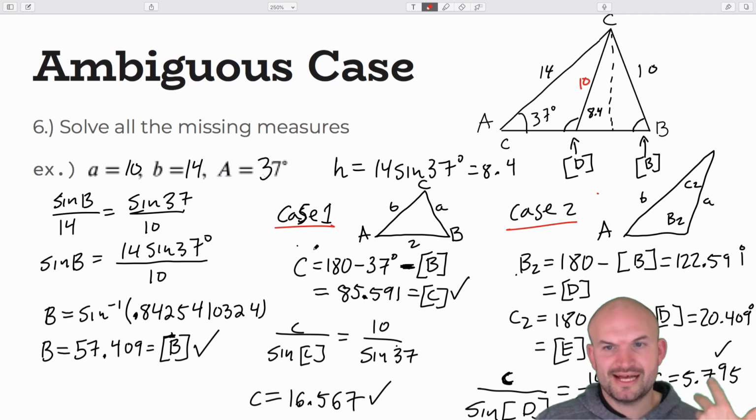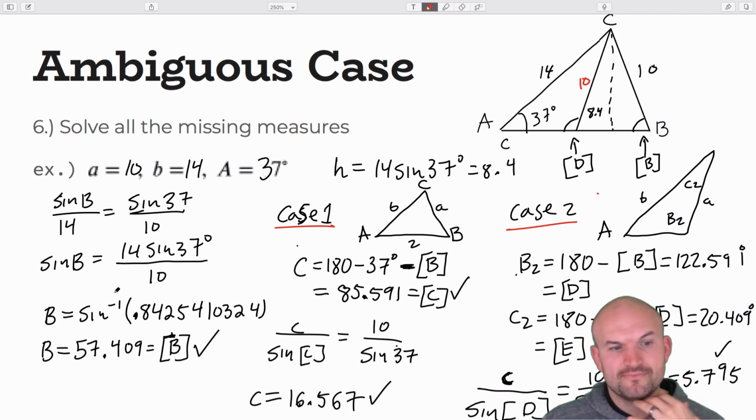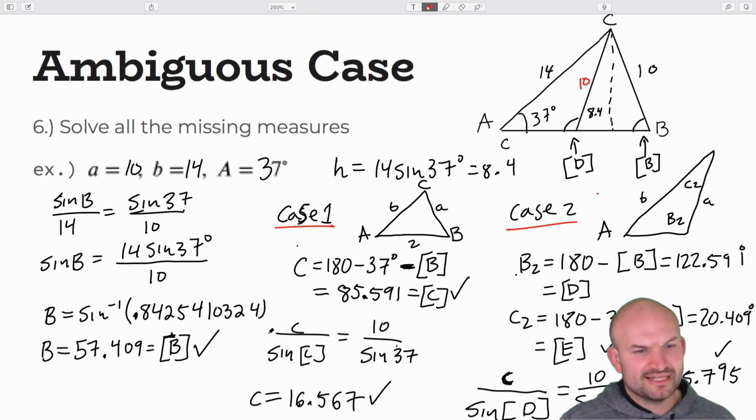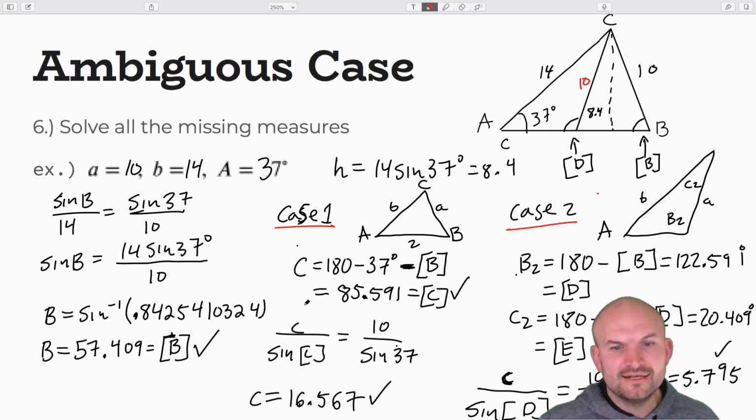So the first thing you do is just assume it's the acute triangle. So therefore you create your ratio. Now again, notice you're finding the angle B, right? So when you create your proportion, you want to put the sine of your angle B in the numerator, and you solve for that. Then you use your inverse operation, and therefore you get angle B right there. It ends up being 57.409. Then you can subtract your angle, 37, plus your B from 180 to find your last angle, which is C.